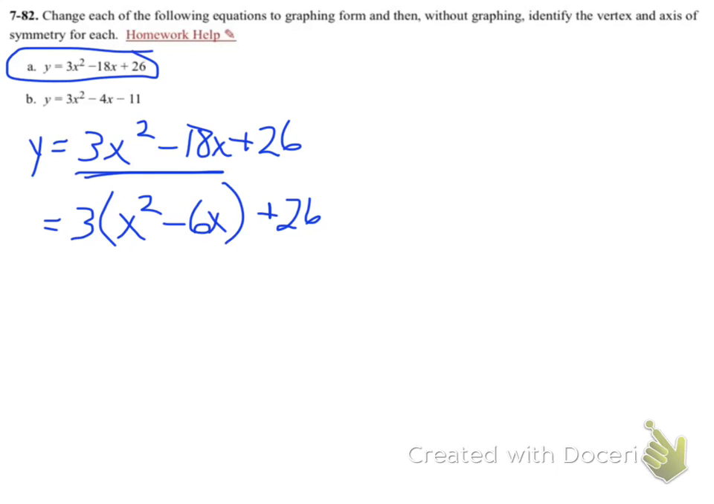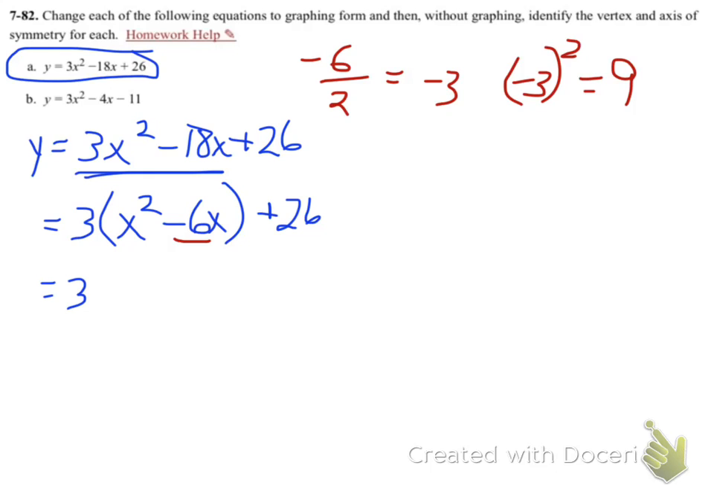I am now going to complete the square with the quantity that's inside the parentheses. So in order to do that, I'm going to take this value right here, negative 6. I'm going to divide it by 2, which gives me negative 3. And then I'm going to square that. So negative 3 quantity squared is going to be a positive 9. That is going to make that set of parentheses a perfect square. So 3 times x squared minus 6x plus 9. And the 26 stays on the outside.